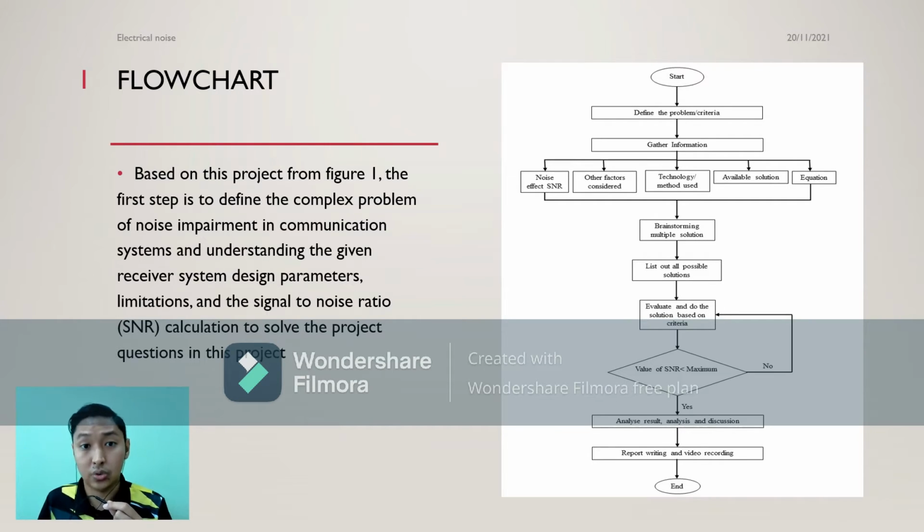Right, today I will continue to present about our flowchart of this project. So for this project, the first step is we will define the problem or criteria.